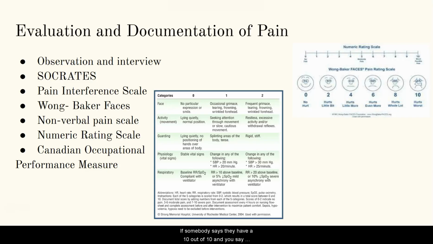If somebody says they have a 10 out of 10, and you say, okay, good, and you keep on going, that's not great, because they've just acknowledged they have a 10 out of 10, which according to the Wong-Baker or the numeric rating scale, is the worst of the worst pain. And if you didn't do anything or you just said, okay, good, that's not acknowledging that somebody might be in an excruciating amount of pain.